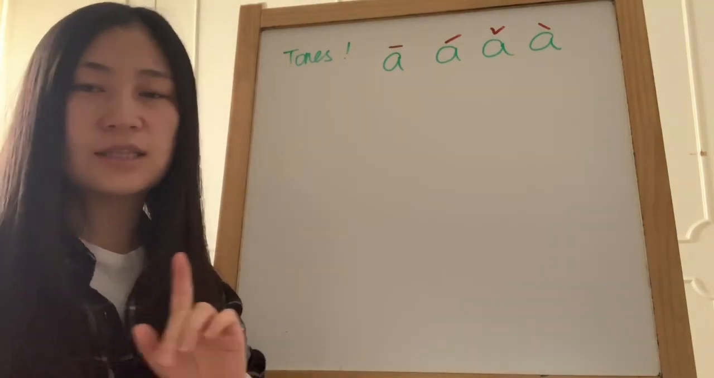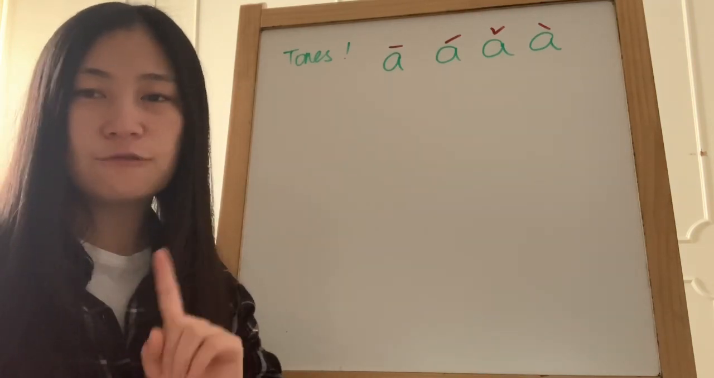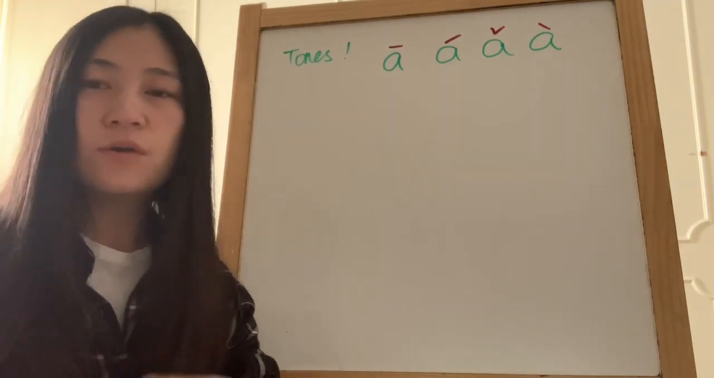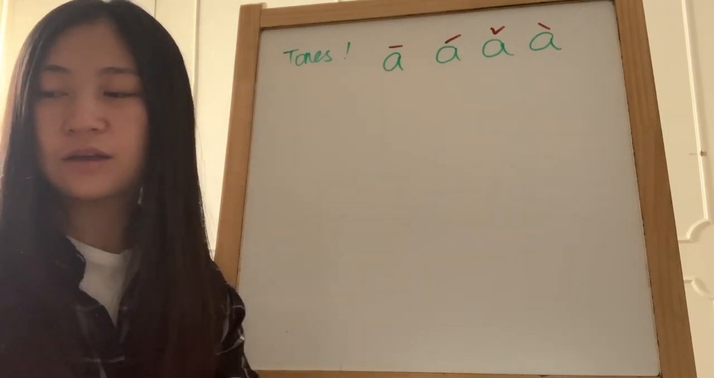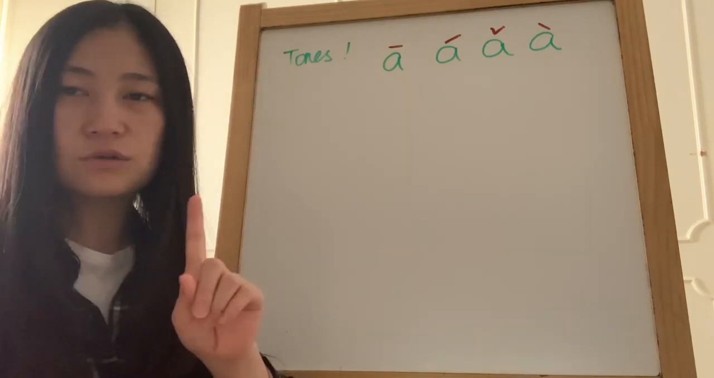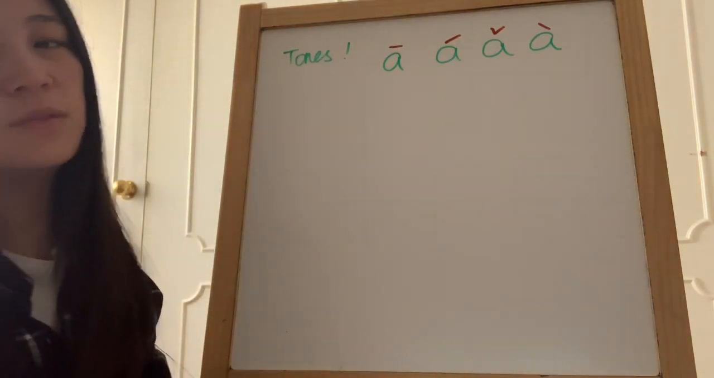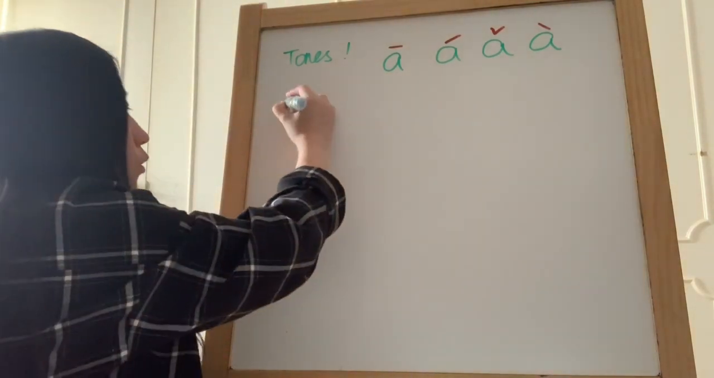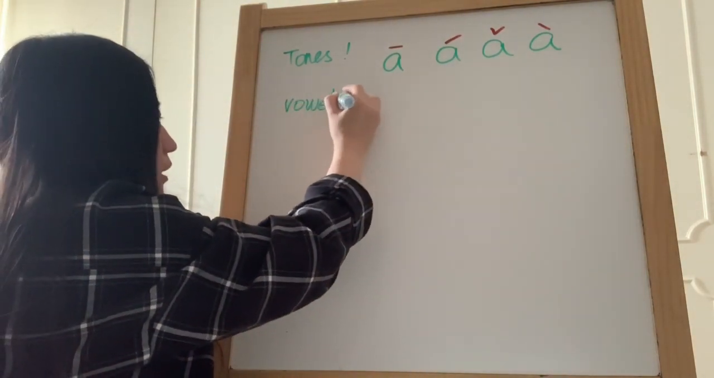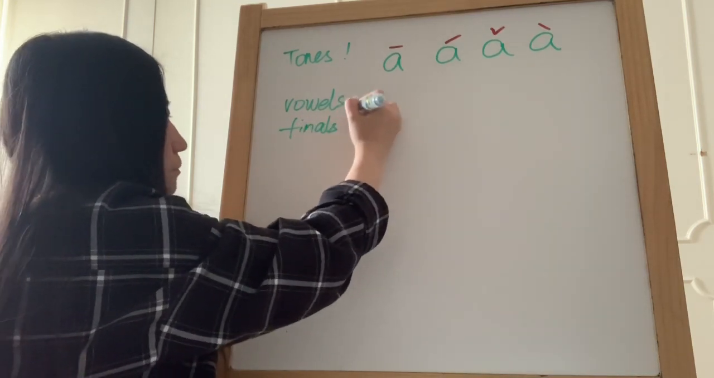Okay? Because later we're going to do a practice. Right now, you don't have to write anything, okay? When I say, now you need to write this, and then you write. Right now, don't write anything, okay? So, after the tones comes our vowels. Also, we call it finals, right?